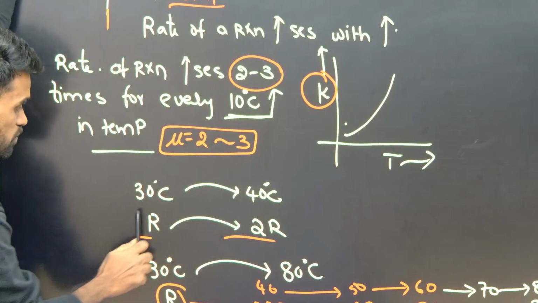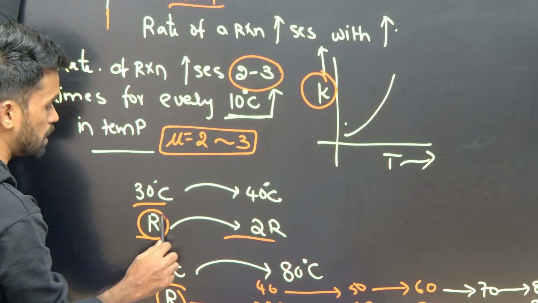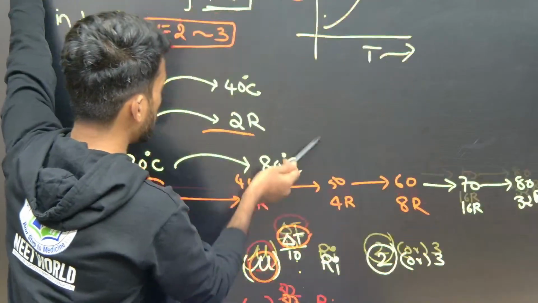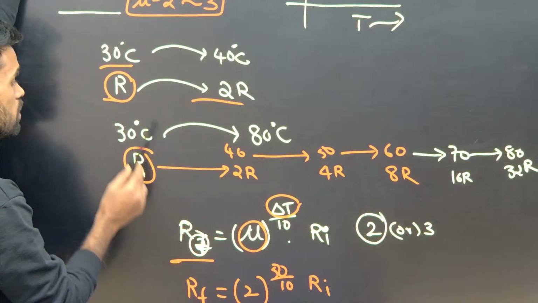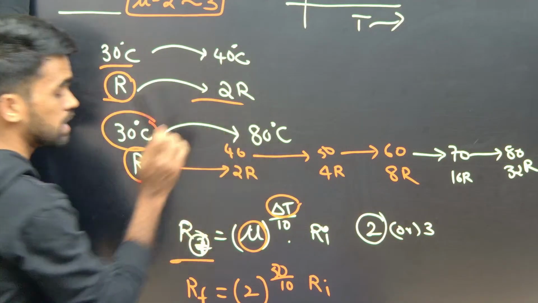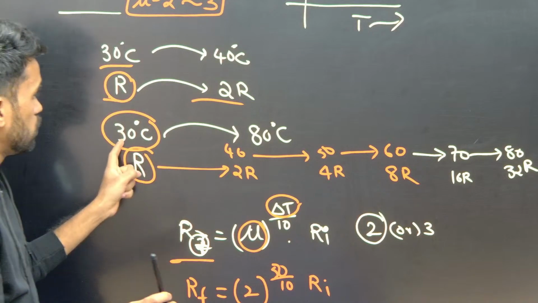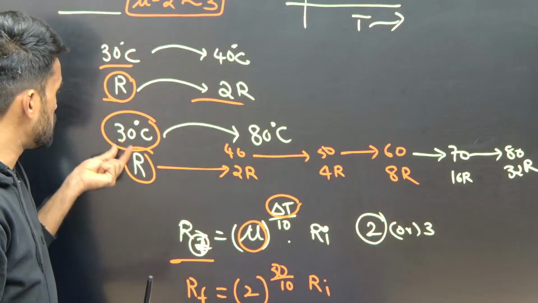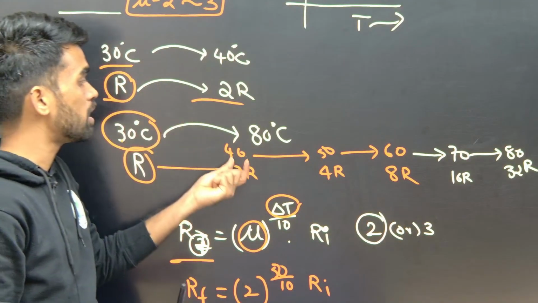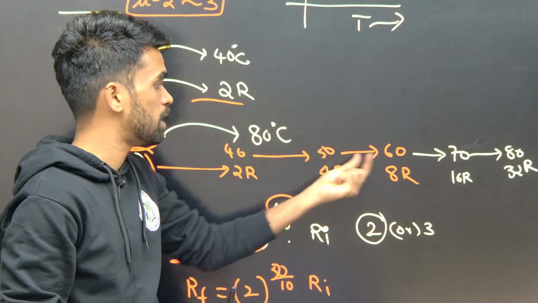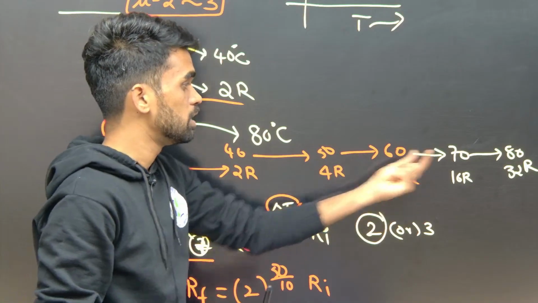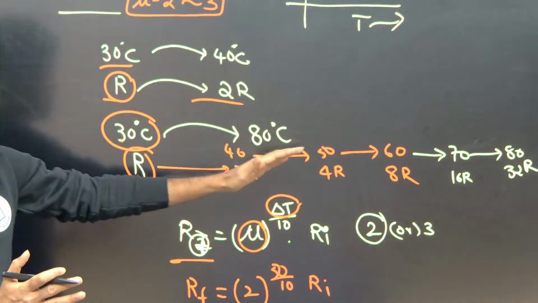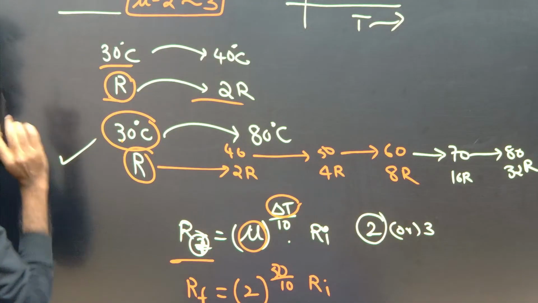If I increase temperature from 30 to 40, rate becomes double. If it is R, it becomes 2R. Now how can we say how many times the rate increased when temperature rises from 30 degrees to 80 degrees? Simply write 30 to 40, 40 to 50, 50 to 60, 70, 80. It is R at 30 degrees, 2R at 40, 4R at 50, 8R at 60, 16R at 70, and 32R finally at 80 degrees. This is one way of doing the question. The answer is 32.